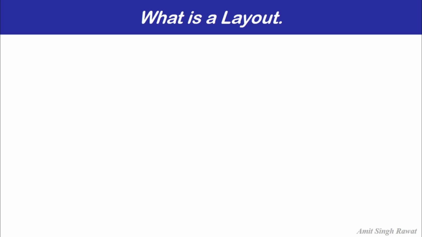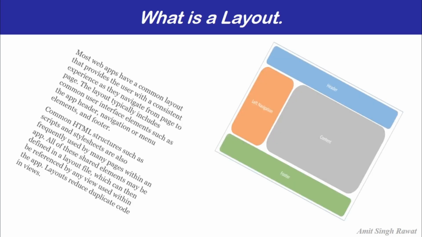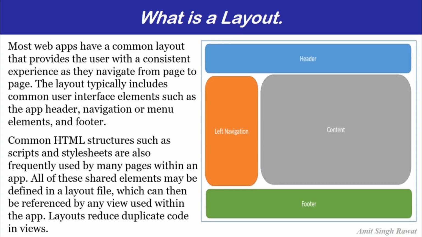So what is layout? Most web apps have a common layout that provides the user with a consistent experience as they navigate from page to page. The layout typically includes common user interface elements such as app header, navigation or menu element, and footer. Common HTML structures such as scripts and style sheets are also frequently used by many pages within the app. All of these shared elements may be defined in a layout file, which can then be referenced by any view used within the app. Layouts reduce duplicate code in views.